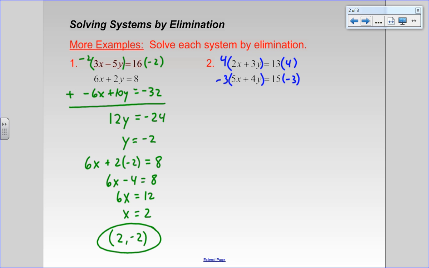Now, why did I choose these particular numbers? Well, take a look at the y terms. When we multiply in the first equation, we'll have 12y, and when we multiply in the second equation, we'll have -12y. Other numbers besides 4 and -3 could have been chosen. For instance, if we wanted to eliminate the x terms, we could have multiplied the first equation by 5 to obtain 10x, and the second equation by -2 to obtain -10x. But let's proceed as has been shown on the slide and eliminate the y terms instead.